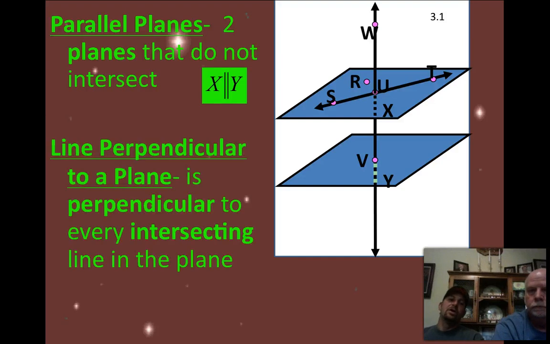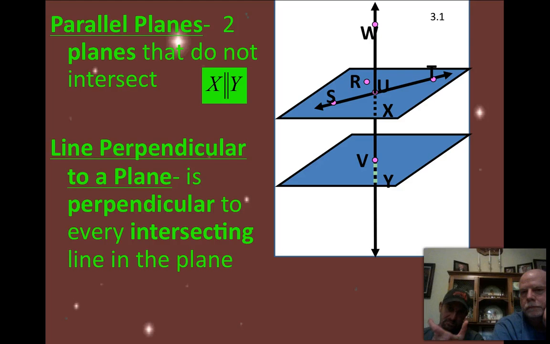And then we have: a line perpendicular to a plane is perpendicular to every intersecting line in the plane. I have an easier time explaining this one when I can take a ruler over a plane and spin the ruler around. But if you look at this diagram, you see line ST on the top one, and then line WU is going up and down, and it crosses over and makes a perpendicular with ST at U. You could pretend that ST was part of a compass. You could spin ST 180 degrees. No matter which way you spun it, it's going to be perpendicular with line WU, if you can visualize that.